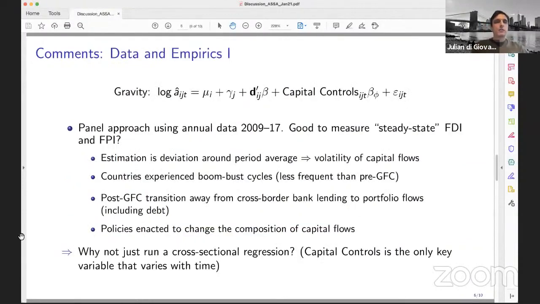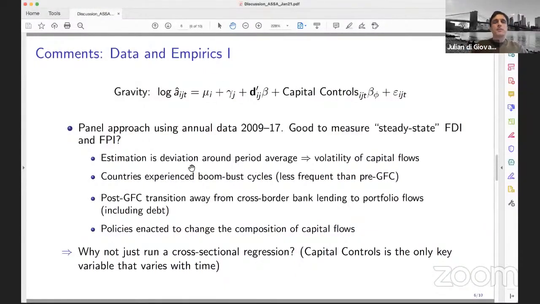So in terms of comments on data, let's just look at their gravity equation. The investment from J to I at time t is a function of a lot of fixed effects, some non-time-varying distance measures, capital controls, and an error term. They're using more recent data, and they're using a panel, so data over time. And the first question is, is this good to measure steady state FDI and FPI? Ultimately, they're estimating deviations around some period average, so perhaps capturing more of the volatility of capital flows.